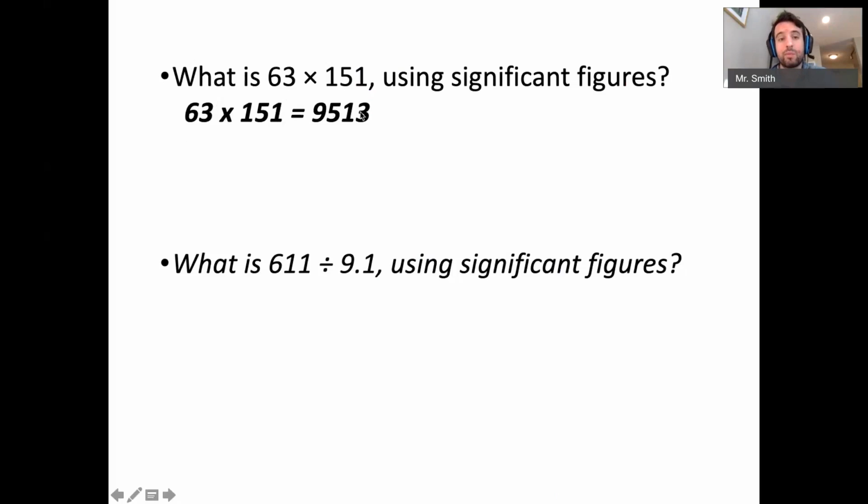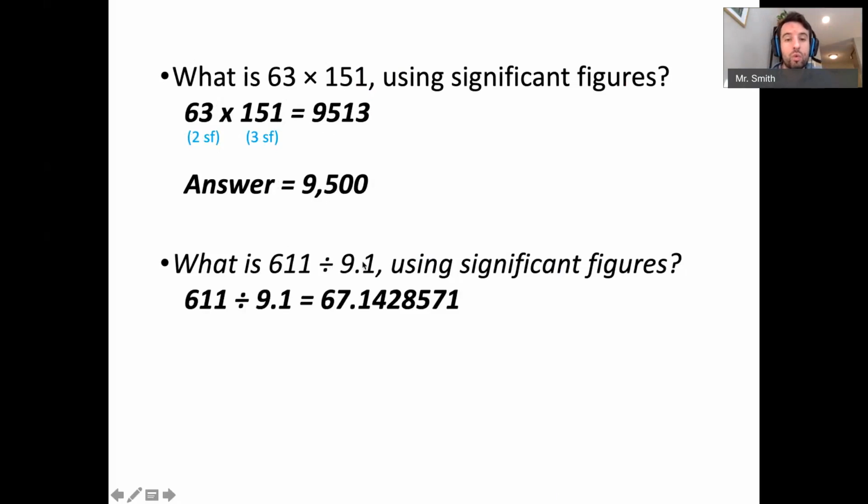Now, remember, we have to look at the sig figs of the numbers that we start with, and our lowest number is 2, so our final answer has to have 2 here. So it's 9,500. That's our answer. Kind of cool. For the second one, 611 divided by 9.1, we get 67 point tons of decimals.